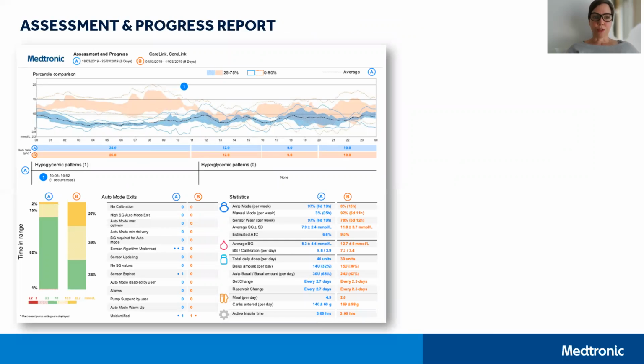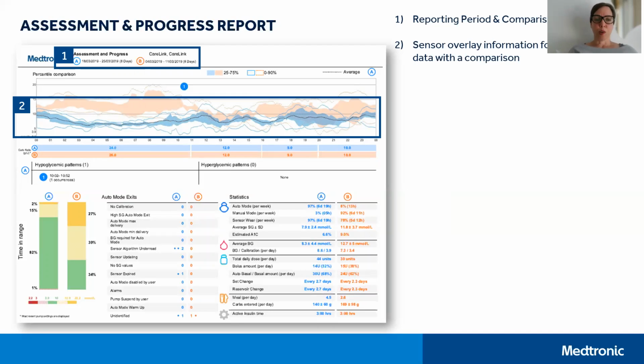And so let me introduce you to the assessment and progress report. I'll first walk you through the report so that you know what you're looking at. The assessment and progress report first offers you the reporting period that you're looking at. We always want to encourage you to look at a week to 2 weeks at a time because it's the most recent data, and things change a lot with type 1 diabetes, as you know. It also offers you the opportunity to compare it to a previous reporting period so that you can see the progress that your changes have made.